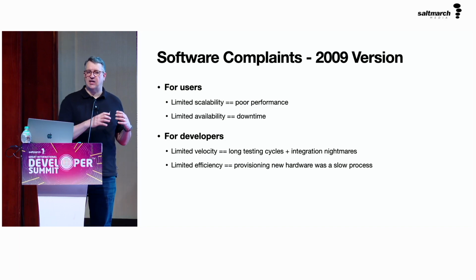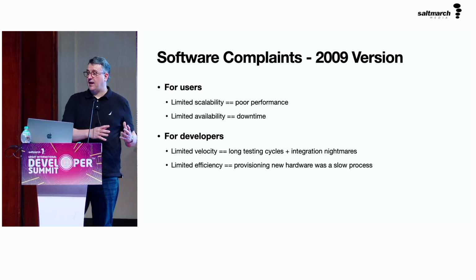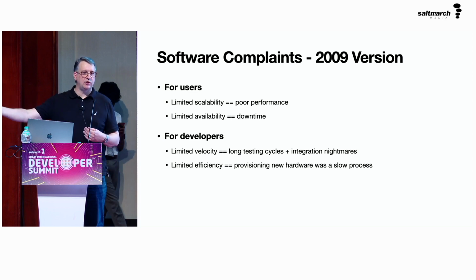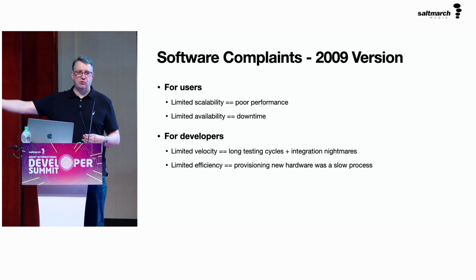You couldn't respond to scalability problems on demand. Like if you had a scalability problem, it was too late because it took 3 months to get another server. You had to buy more server than you needed right now because you knew that in 3 months the application was going to grow and you wanted to have the headroom to expand to meet that demand. So that was the situation in 2009.